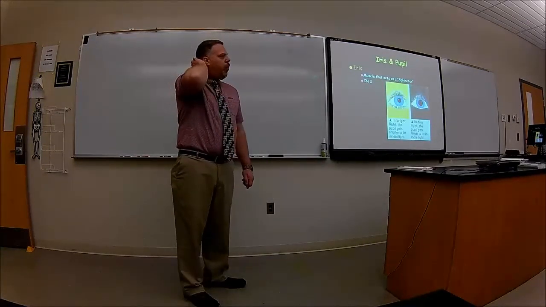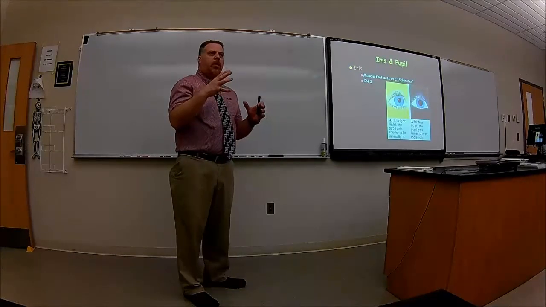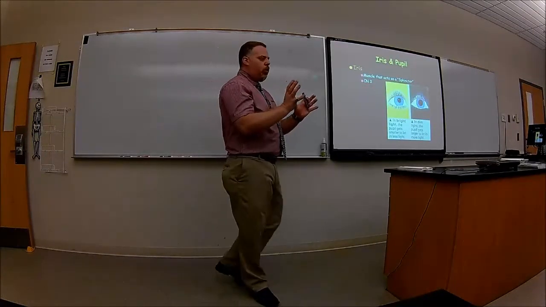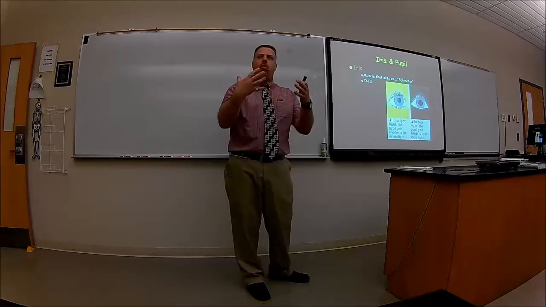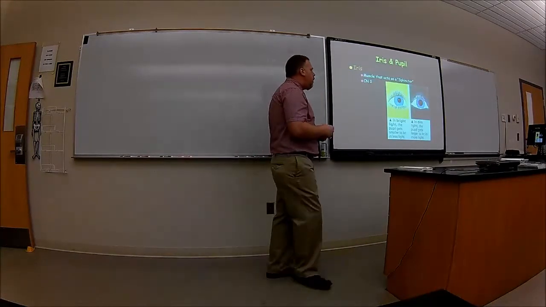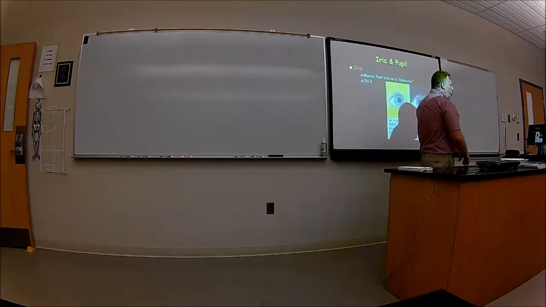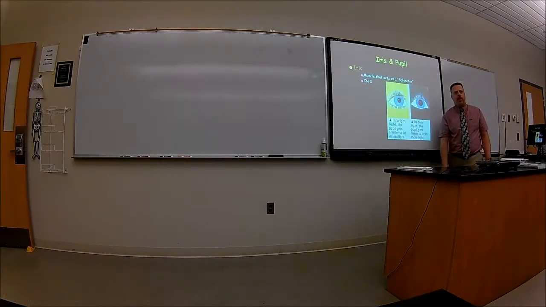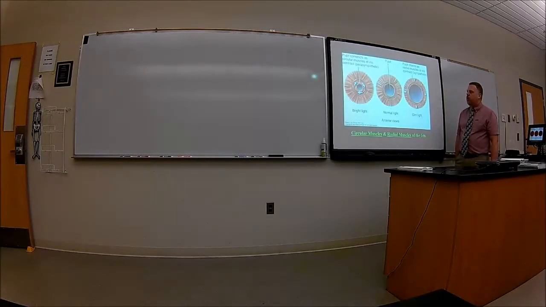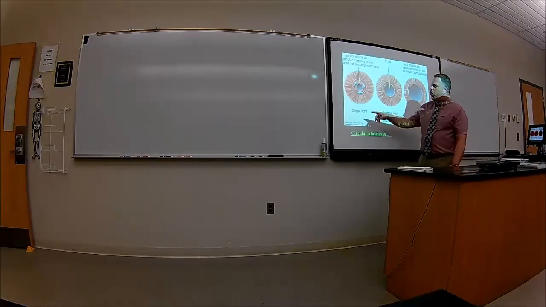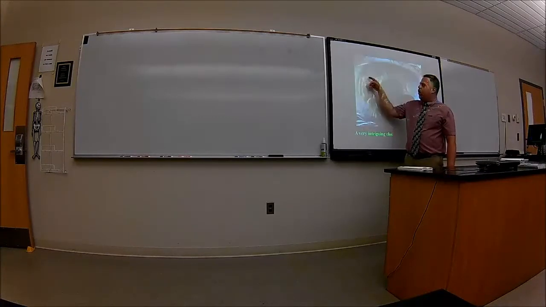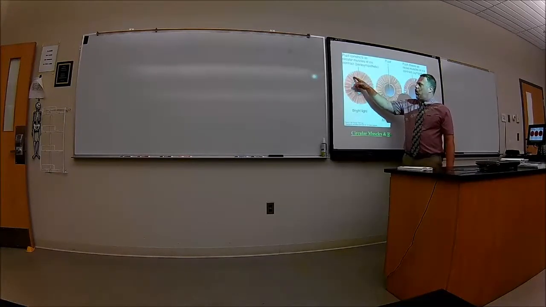The iris works like the iris diaphragm of a microscope. It gets smaller, it gets bigger, allowing more light to come in or less light to come in. And it's controlled by cranial nerve 3, the oculomotor nerve. We already talked about how that happens with the sympathetic and parasympathetic nervous systems. Again, you have the radial muscles around here and the circular muscles around here.